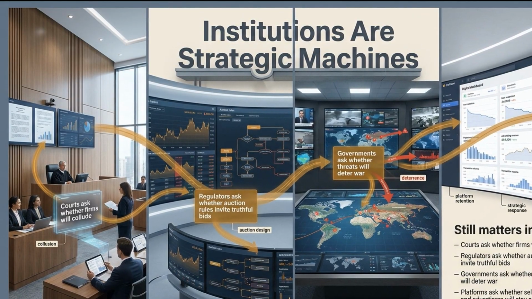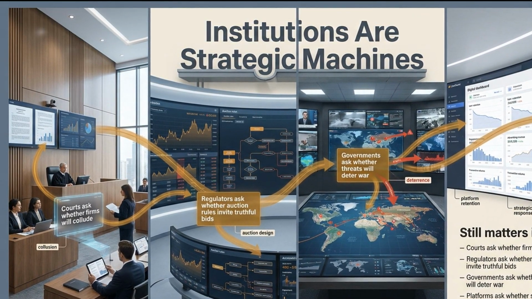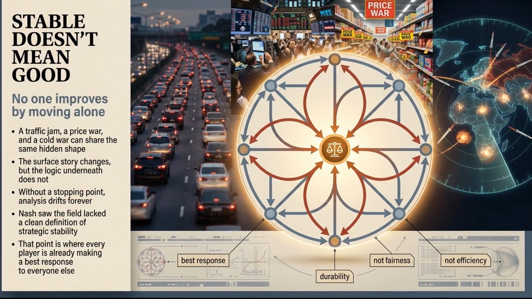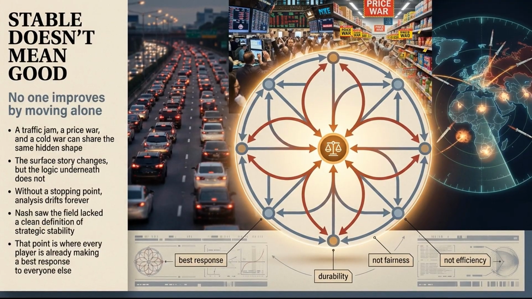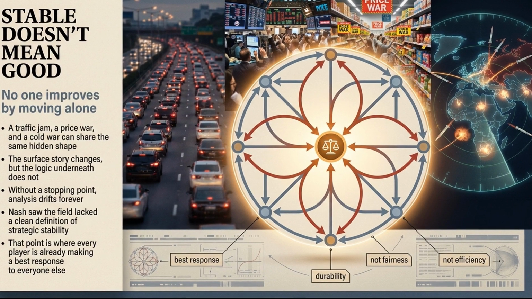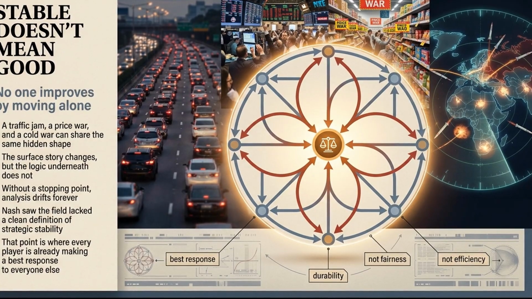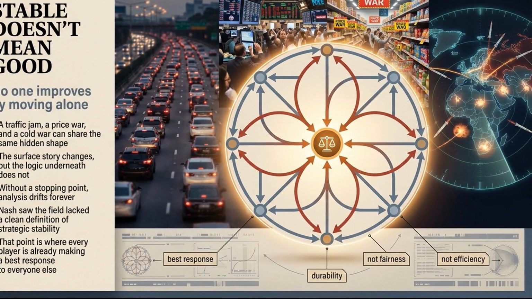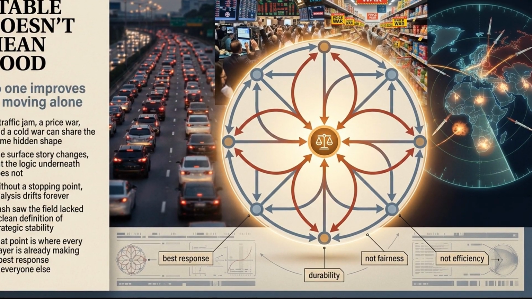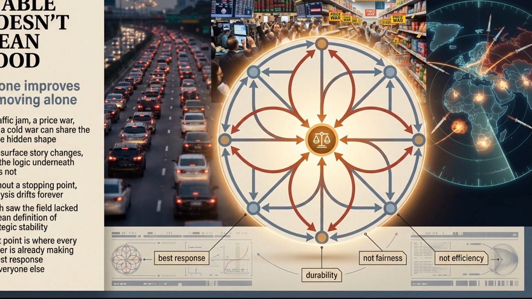A traffic jam, a price war, and a cold war can all share the same hidden shape. That is the strange part. The surface story changes. The logic underneath does not. Each side looks at the others. Each side asks, what happens if I move now? Each side knows the others ask the same thing. Without a way to name the stopping point, analysis drifts. You can tell stories forever. You can draw arrows forever. You can always say one more move might come next.